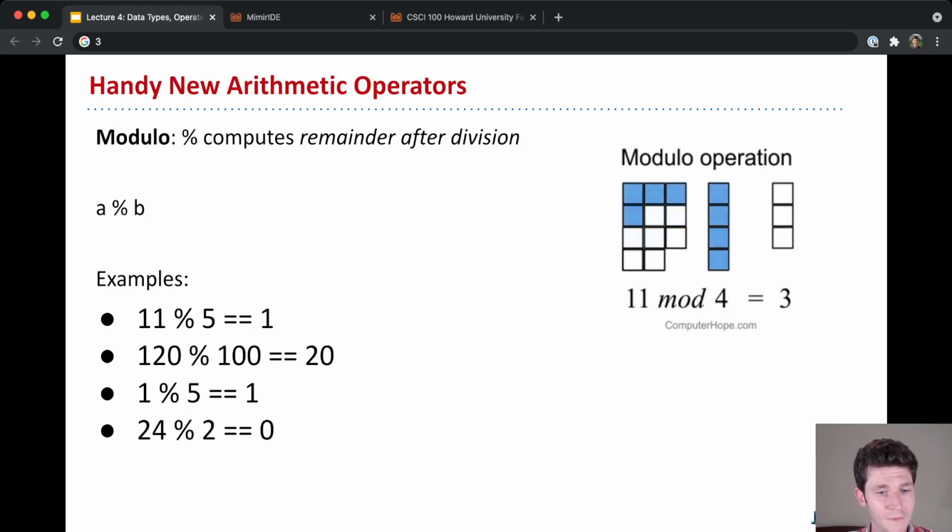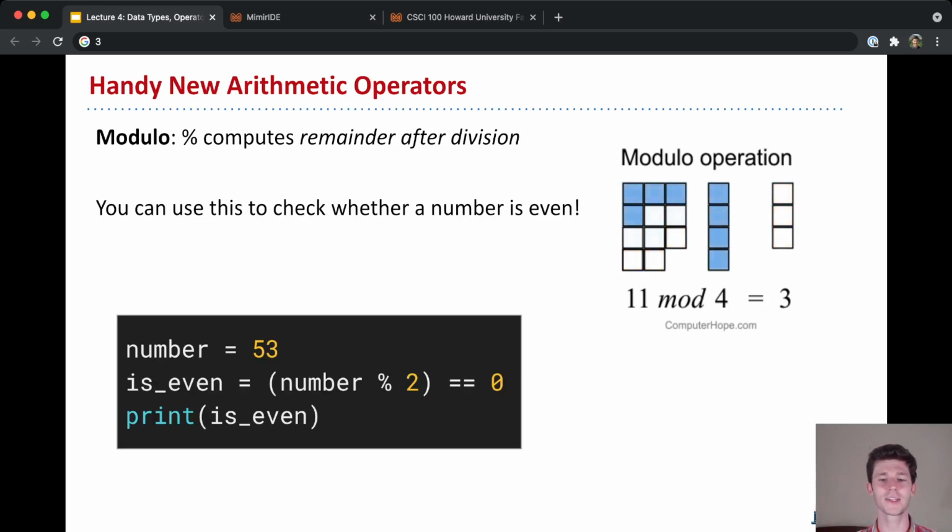So 11 mod 5 is 1, because 5 goes into 11 2 times, so 2 times 5 is 10, and then we have 1 left. 120 mod 100 is 20. Again, 100 can only go into 120 one time, and then what's left is 20. 1 mod 5. So yeah, what happens if you have something smaller? So 5 can't even go into 1 any number of times. 5 is too big. And so we just have 1 itself left. And finally, 24 mod 2 is equal to 0 because 24 is evenly divisible by 2. It's an even number.